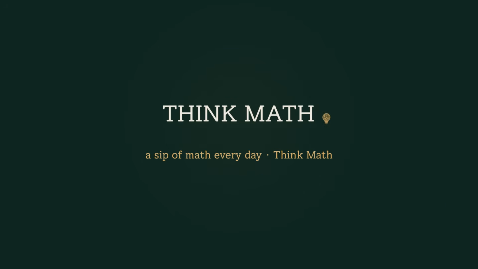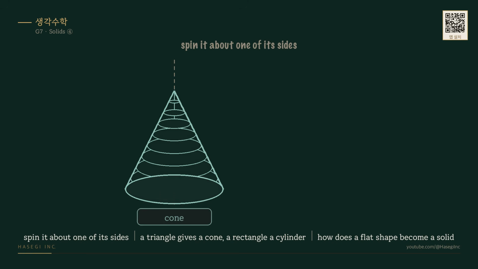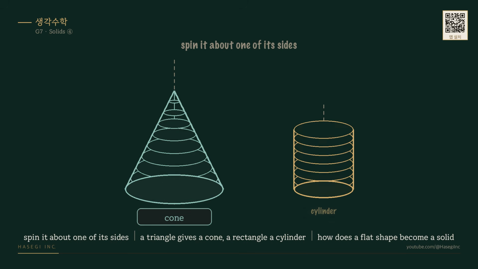Think math. Take a right triangle, use one of its legs as an axis, and spin it. It was a flat triangle a moment ago, and now a smooth cone stands there. Spin a rectangle and you get a cylinder. Spin a semicircle and you get a ball.